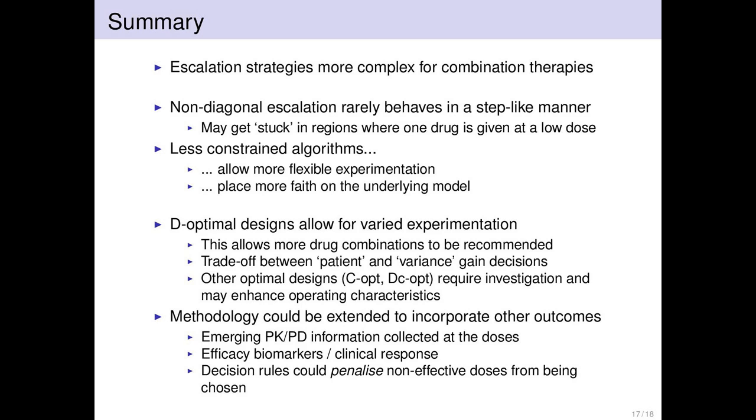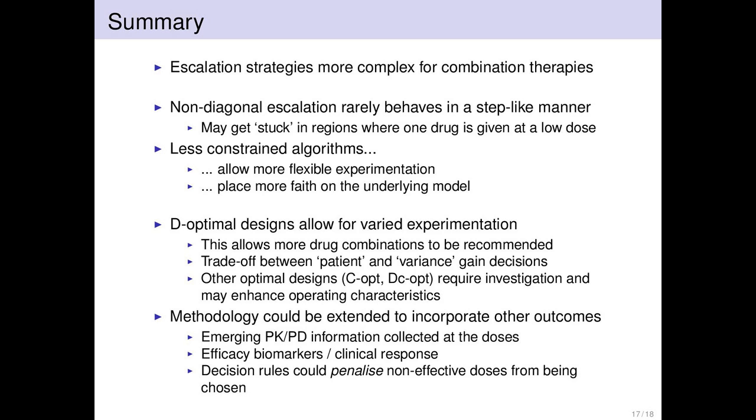Now, we could use less constrained algorithms. This allows us to be more flexible in our experimentation, but of course this also places more faith on the underlying model. The second thing we looked at was the optimal designs. This allows for more varied experimentation, and that means that more drug combinations can be recommended at the end of the trial. Of course, there's this trade-off between a patient and a variance gain decision, and so this tuning parameter, epsilon, is one way to allow this trade-off. If we want to be more specific in terms of the target toxicity level, then we make that epsilon parameter smaller.